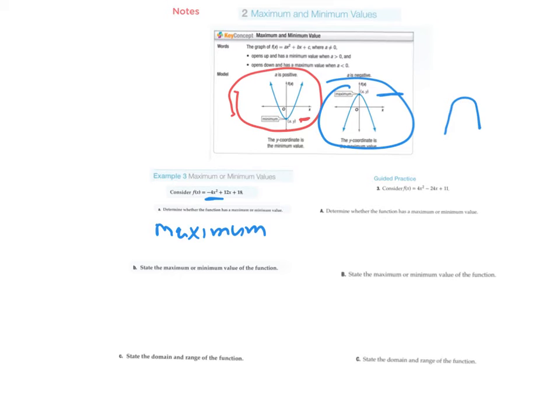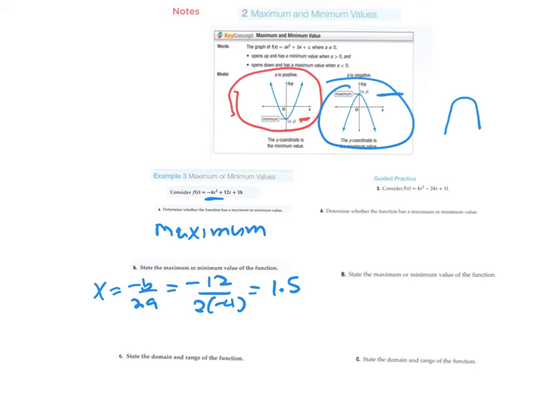Now what we want to do next is figure out this maximum. And so the first thing we have to do is find the x. So the x is always negative b over 2a. So if we substitute the negative b over 2a, it's negative 12 over 2 times negative 4, which when you do the math will end up as 1.5.